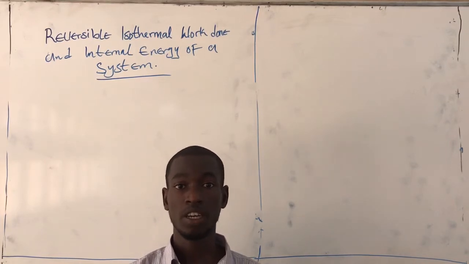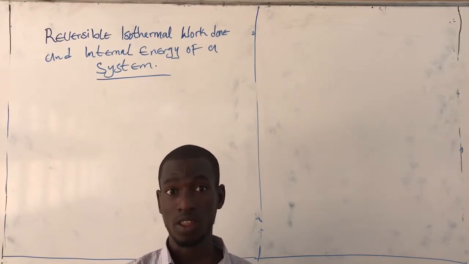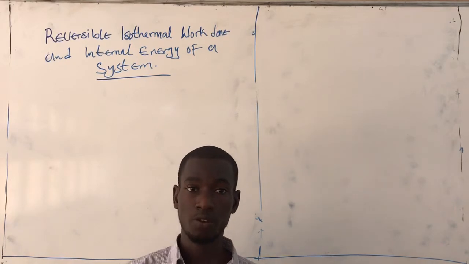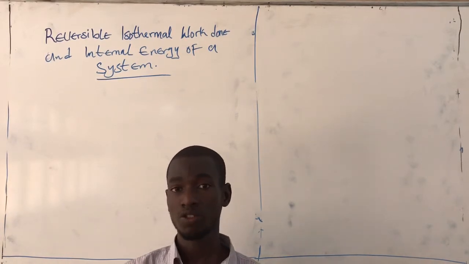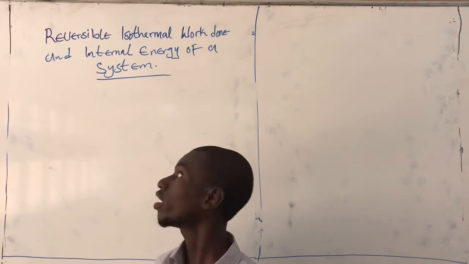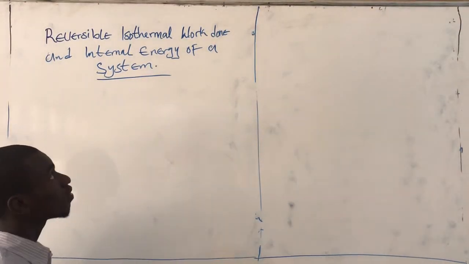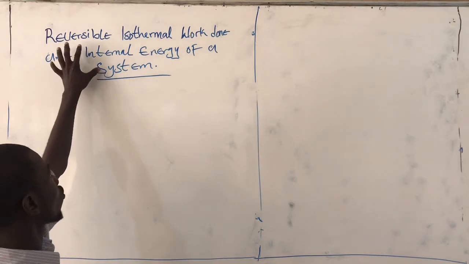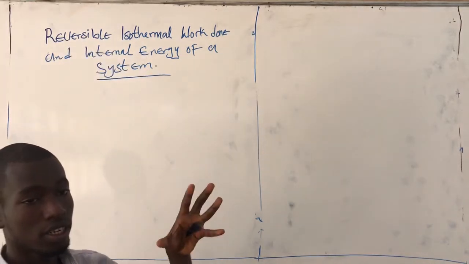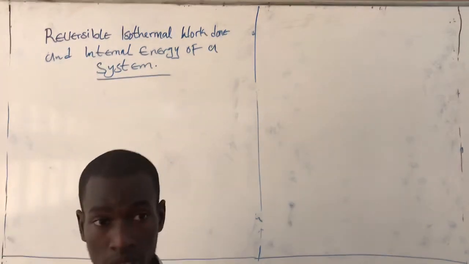If you could remember, in our last class we started discussing thermodynamics. So today we are going to continue from reversible isothermal work done and internal energy. But before we begin, let's discuss what reversible and irreversible process means.